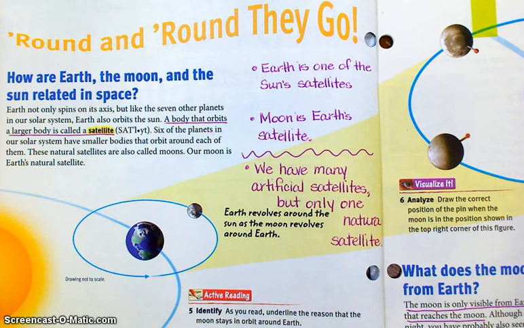So the planets are satellites of the sun, and then if that particular planet has moons, then those moons are satellites for that planet. Okay?